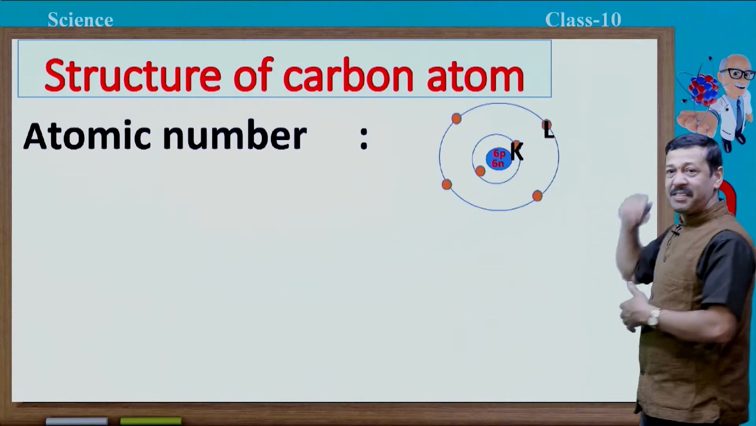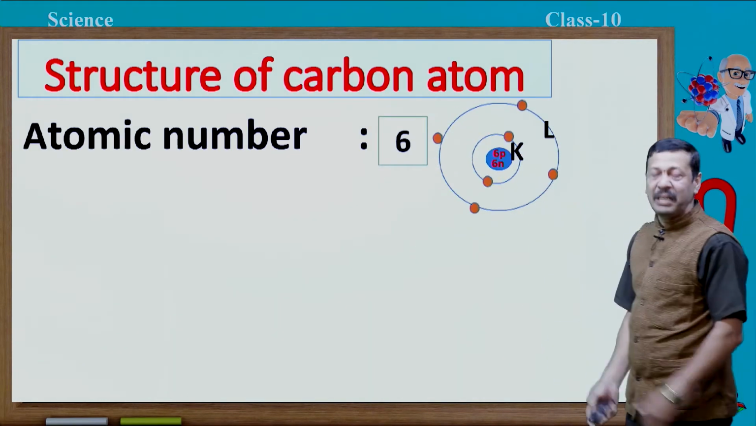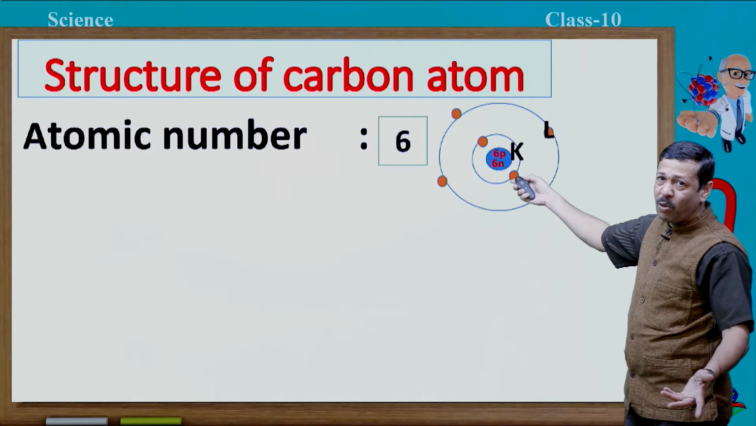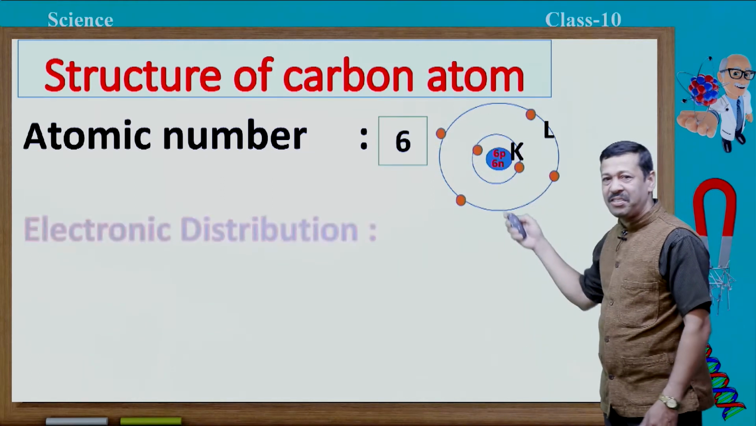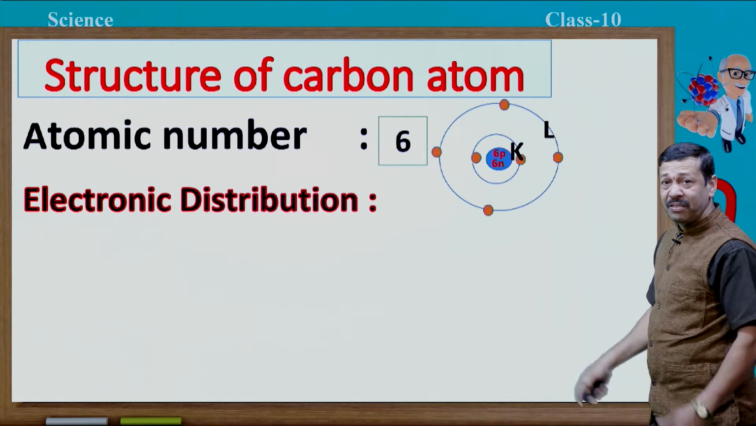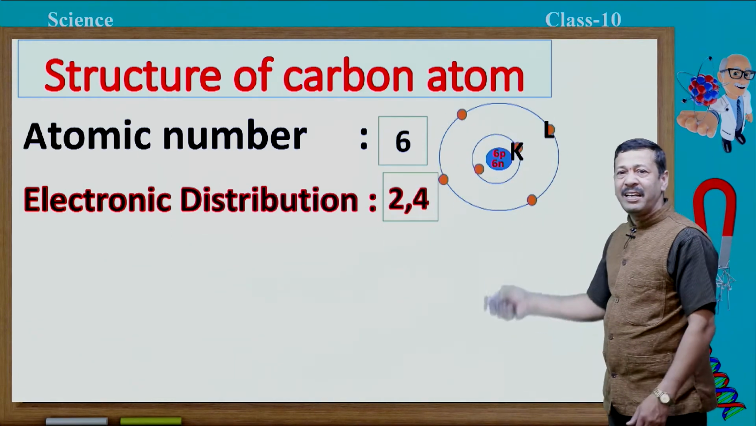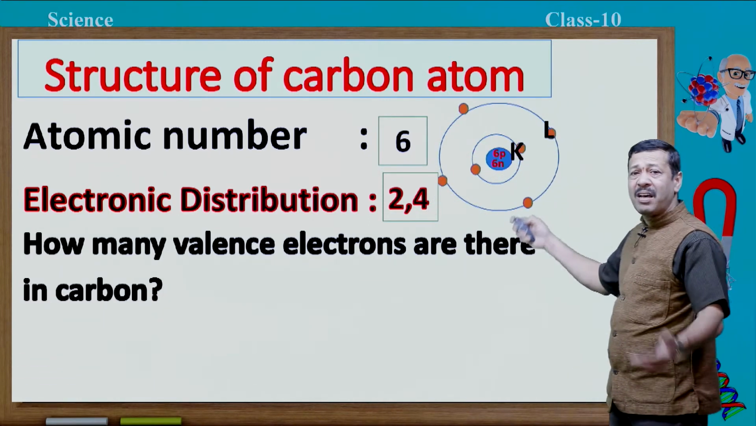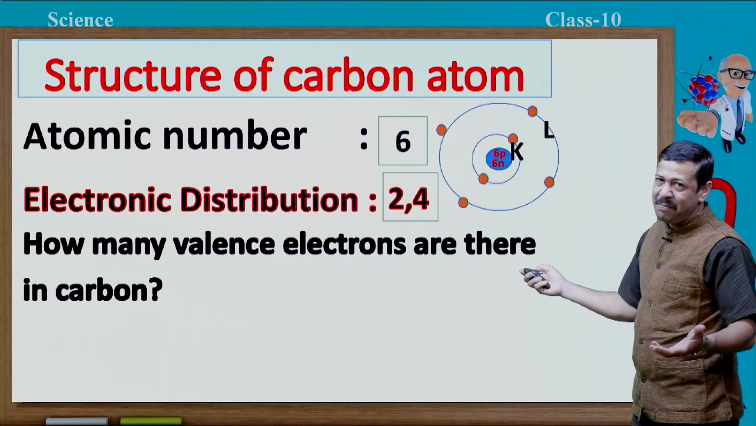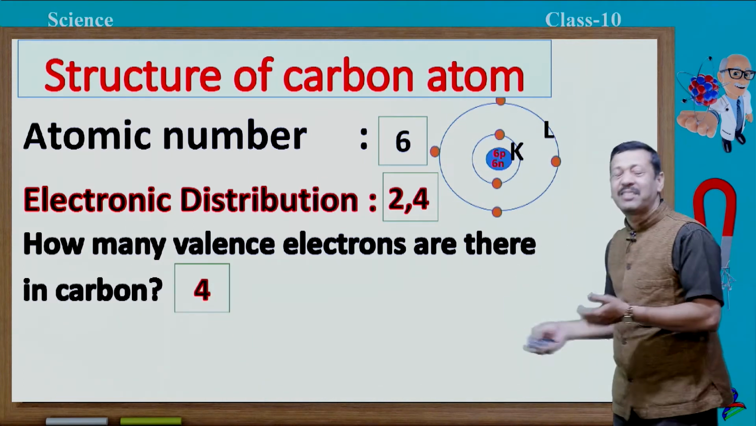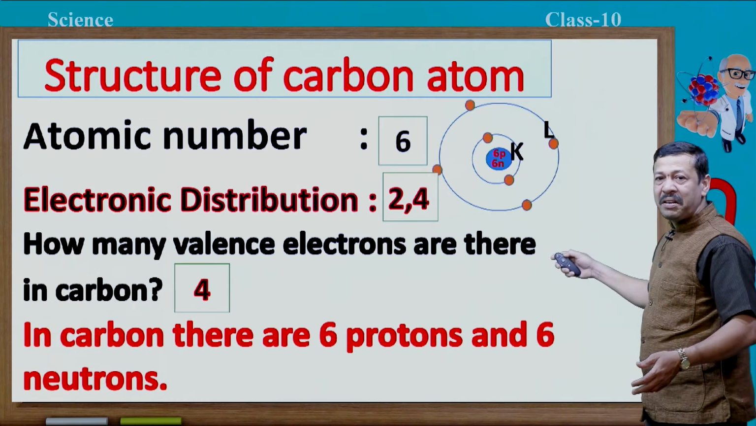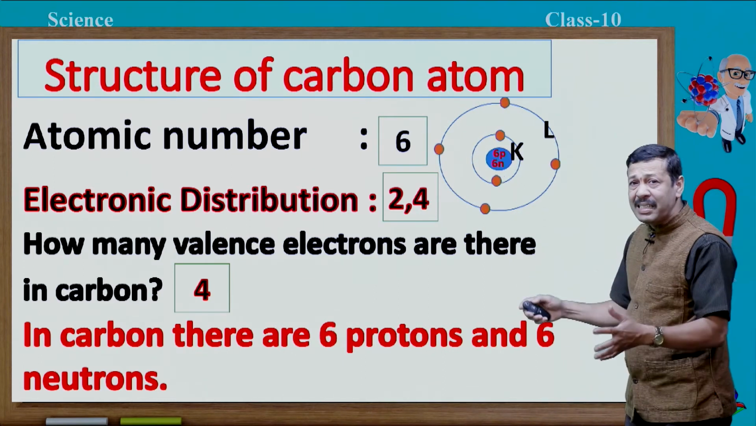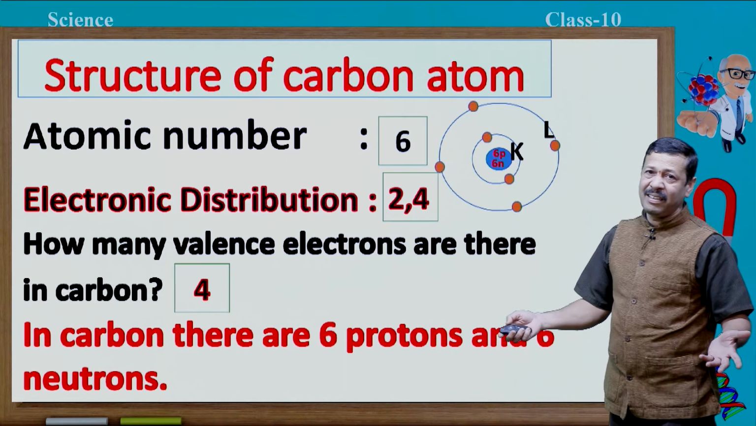What is this? This is the structure of carbon. What is the atomic number? Total 6 electrons means 6 protons, that is the atomic number 6. What is the electronic distribution? Already you are seeing here, that is K shell 2, L shell 4. Now, how many valence electrons are there in carbon? Yes, simple. You know this one, 4 electrons are there. Now, carbon has 6 protons and 6 neutrons, altogether 12 particles are there in the nucleus, hence its mass number is 12.